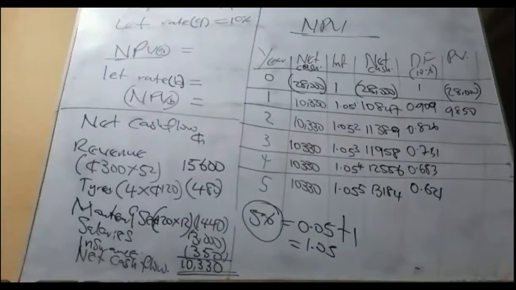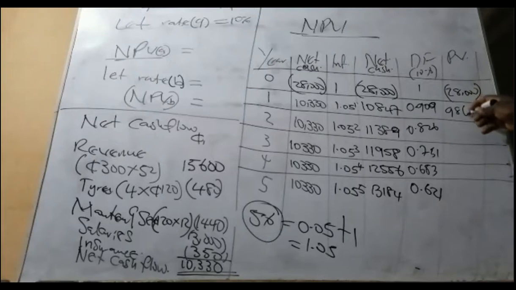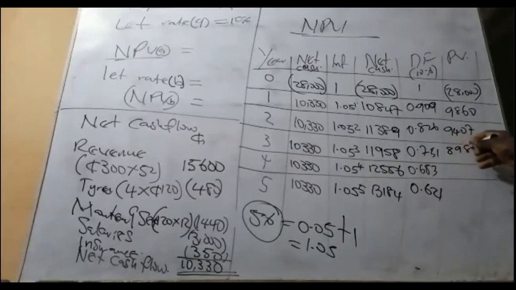Kindly, the first one gives us 9860. Should be 9860. Then the second one will be 11,389 by 0.826. That'll give us 9407. Then we have 11,958 times 0.751. That'll give us 8980.